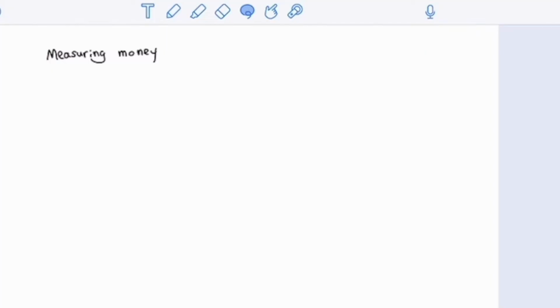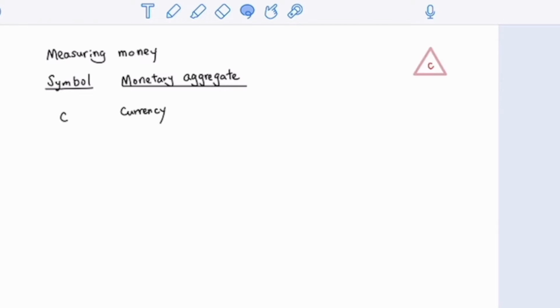So now we want to move on to talk about measuring money. To begin with, we want to define the symbols of the money, and then we want to talk about what is inside this monetary aggregate. The first symbol is C, which represents currency, which are the coins and the fiat money that we use nowadays. It has the notation C, and we can draw it as a small triangle to your right-hand side.